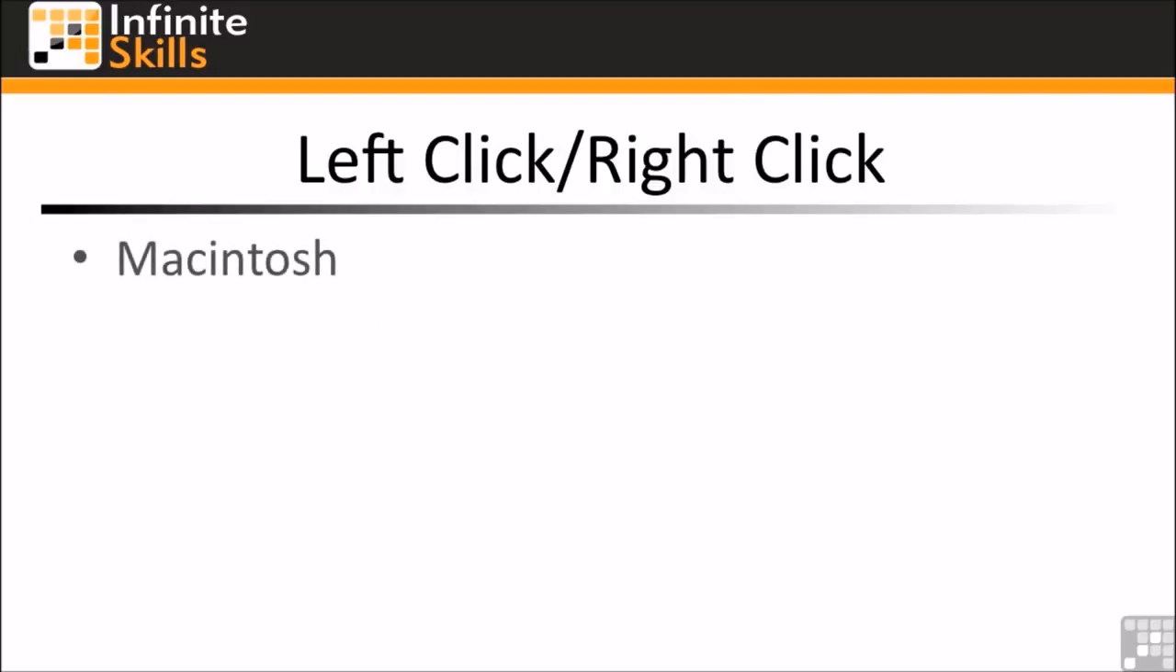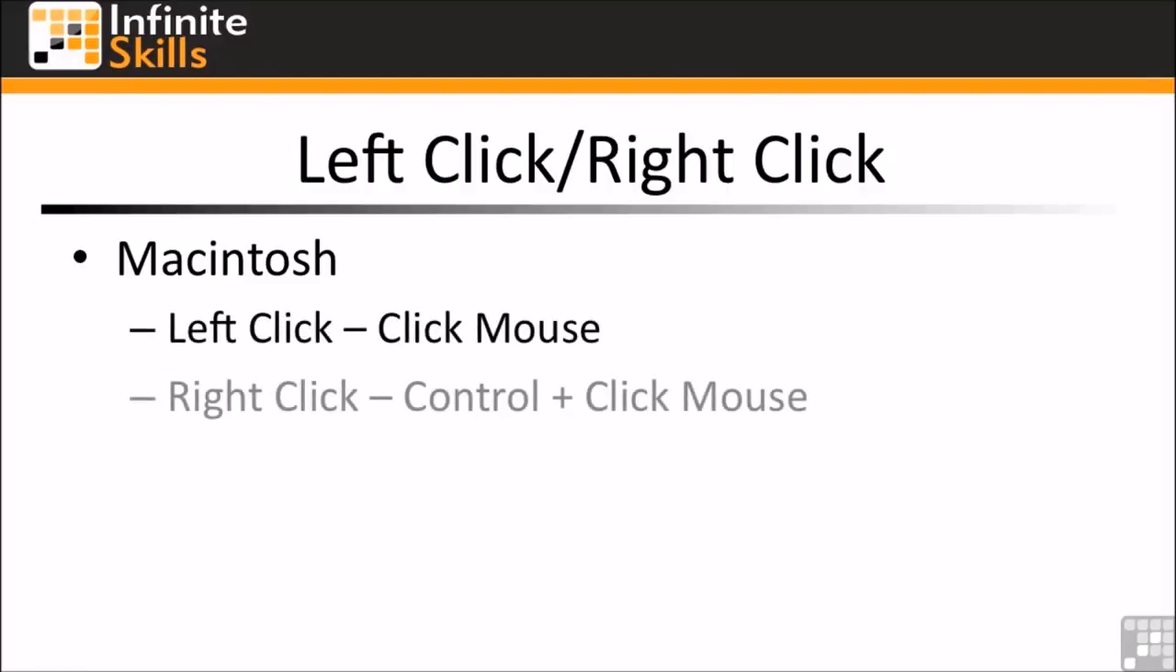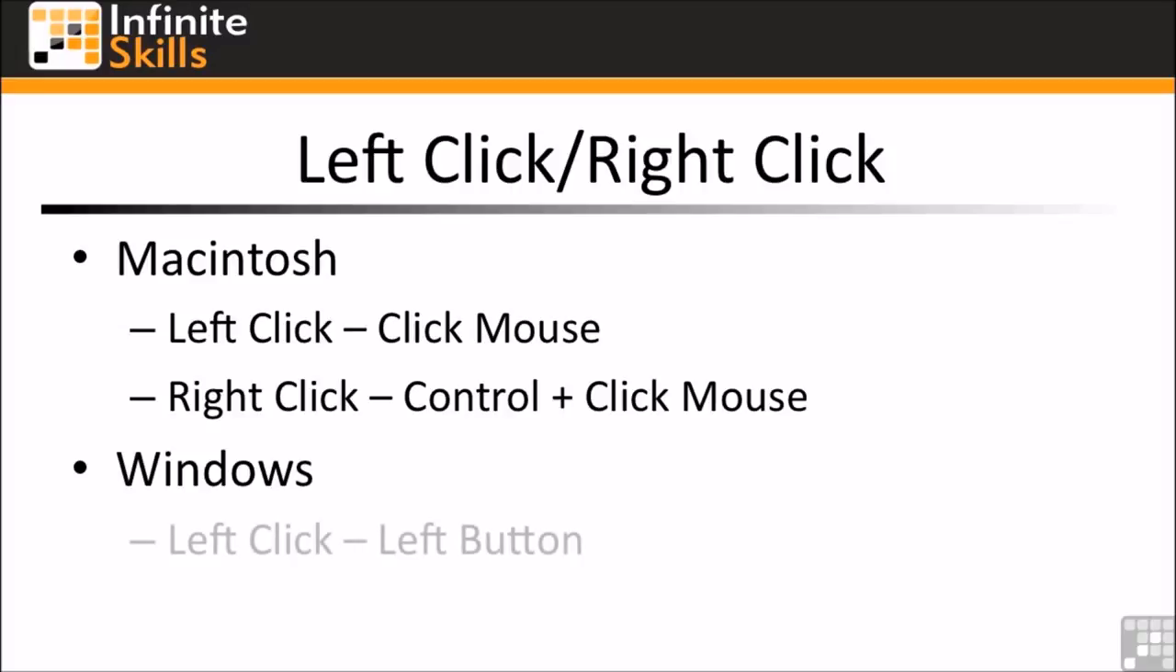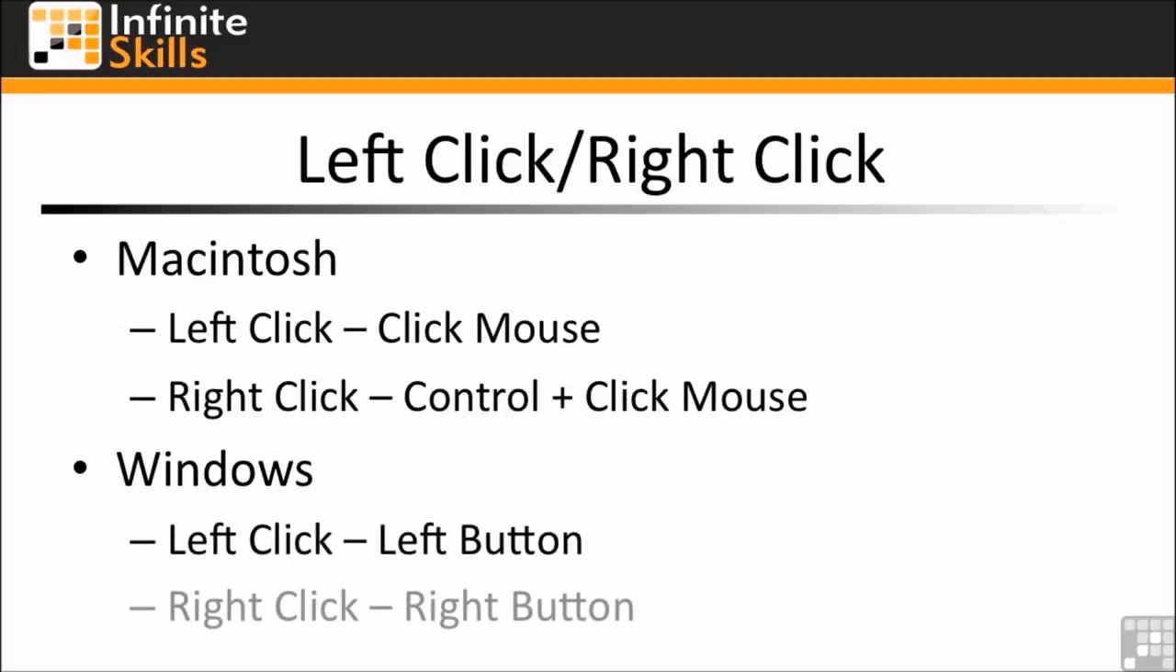Now, left click, right click. If you're on a Macintosh and you have a single click mouse, then they still do make those, but most of the time, most of us have a two-click mouse now. But the left click is just click your mouse. The right click is Control. Understand, Macintosh keyboards do have a Control key, C-O-N-T-R-O-L, not C-T-R-L. And you would use that with a mouse click to get a right click. On Windows, left click is the left button, right click is the right button. But if you're like me and you have a two-click Macintosh mouse, well, it works the same anyway.